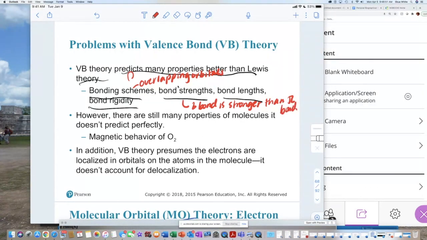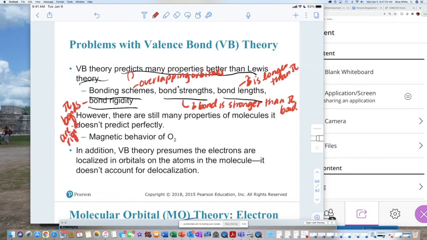Okay. Bond length, we see that sigma is longer than pi because of how the orbitals overlap. Once again, this boils down to the way the orbitals overlap. The head-to-head overlap is the one that allows for this behavior, the difference between the sigma bond, the first bond, and the second bond. Bond rigidity, we see that pi bonds are rigid.